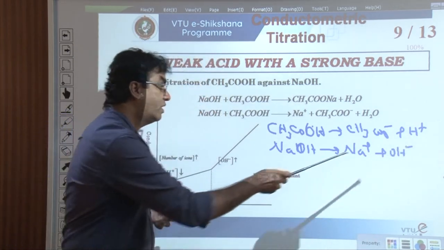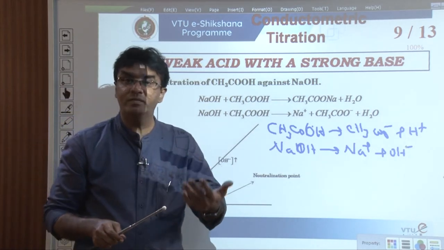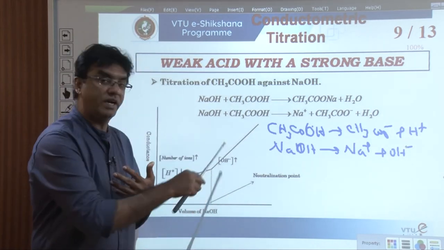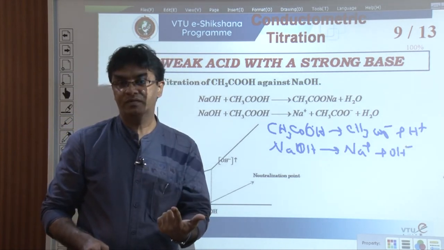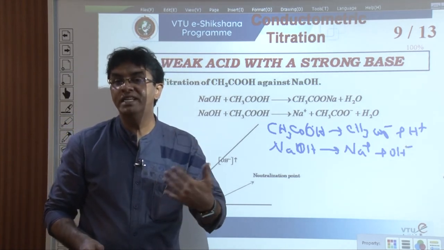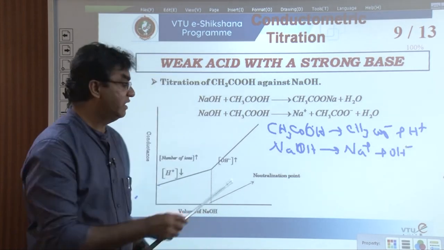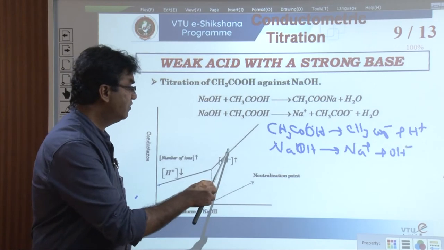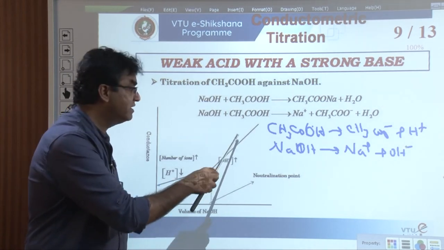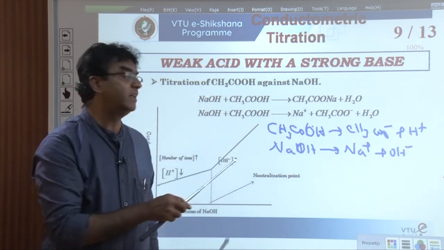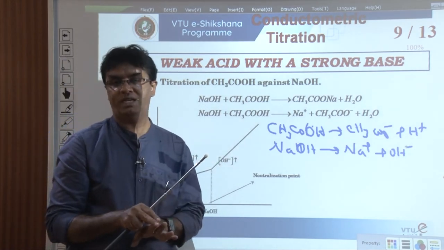Out of these two, hydroxyl ions are highly conductive. Therefore, when you keep on adding 0.5 ml of sodium hydroxide after this point, every time more and more hydroxyl ions are introduced into the reaction mixture, and the more hydroxyl ions, the higher the conductivity. Therefore, you are going to observe a drastic increase in the conductivity. Take 6 to 7 readings here, then stop conducting the experiment.